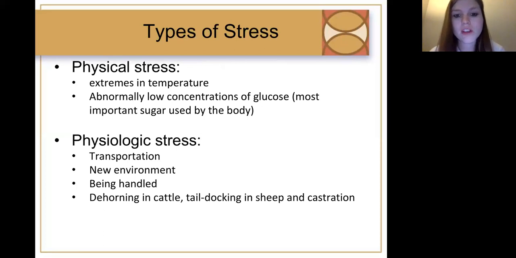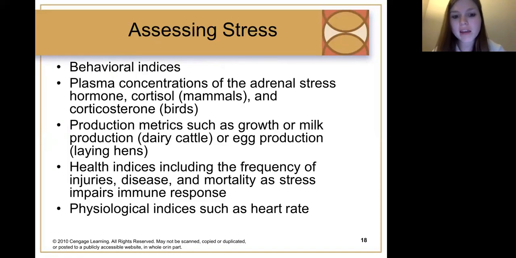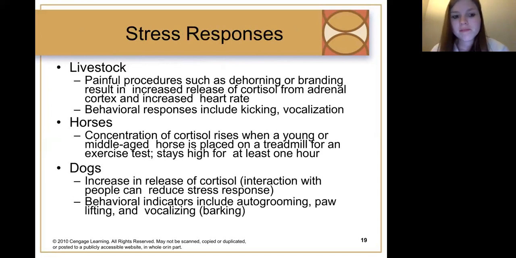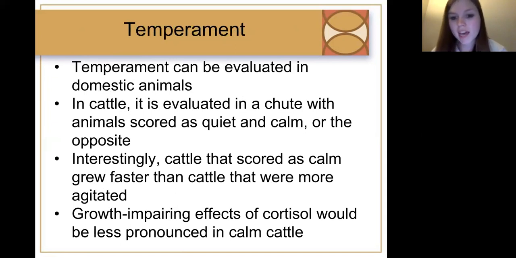So there are different ways to assess stress. Again, I'm going to point you to, you can measure levels of the stress hormone cortisol that's released. Temperament, of course, can be evaluated in domestic animals. In cattle, we talked about running them through a chute and scoring them as quiet and calm. And again, growth impairing effects of cortisol would be less pronounced in calm cattle. So that stress hormone cortisol is really important.